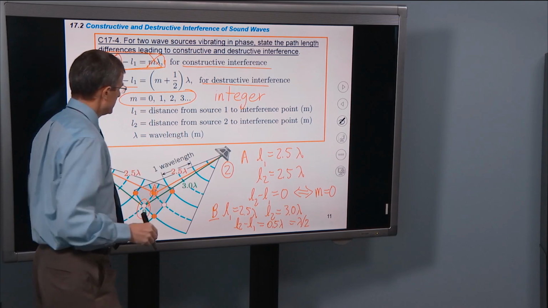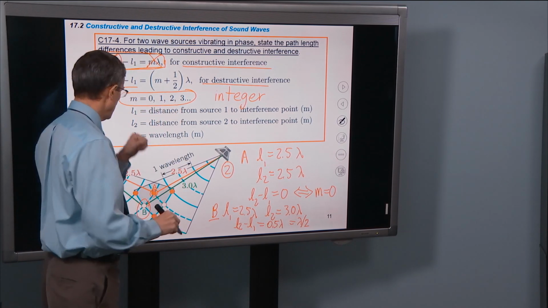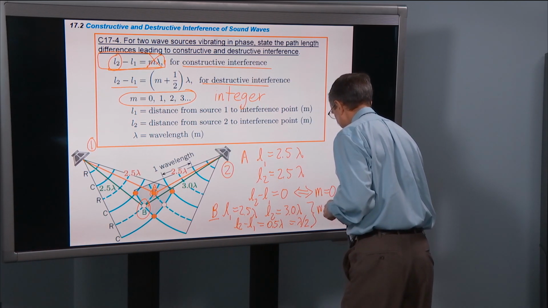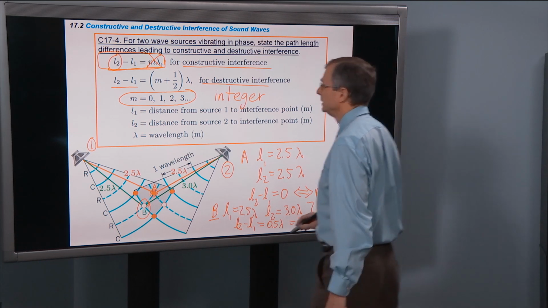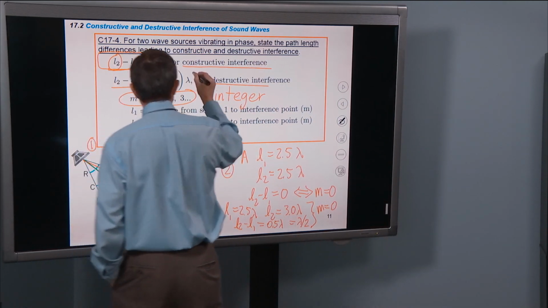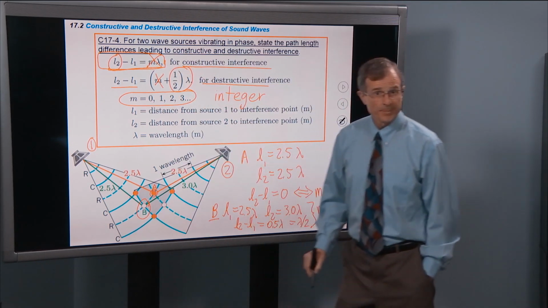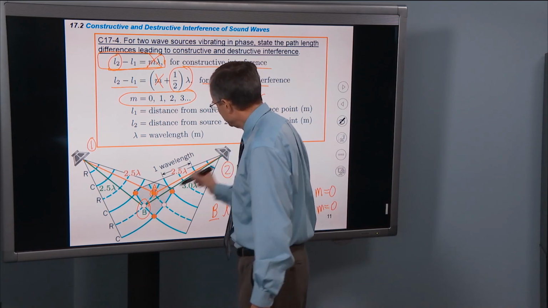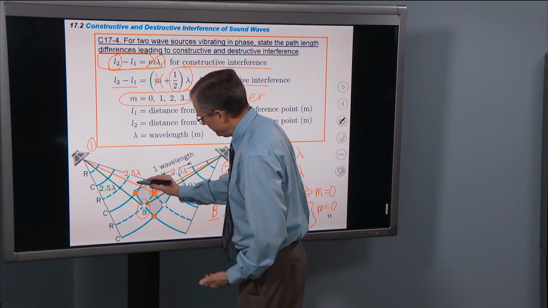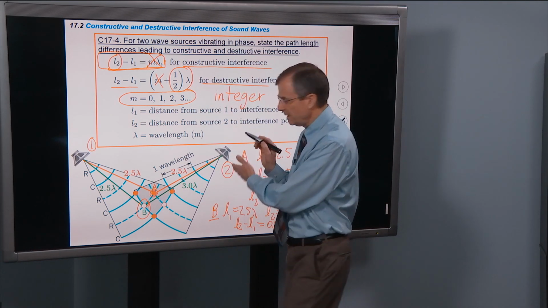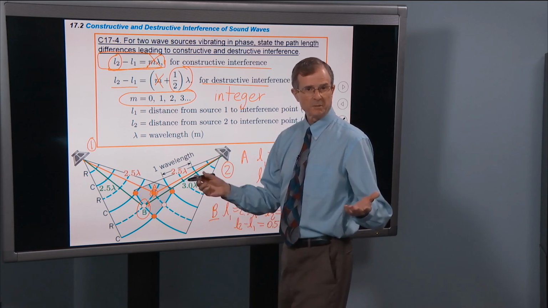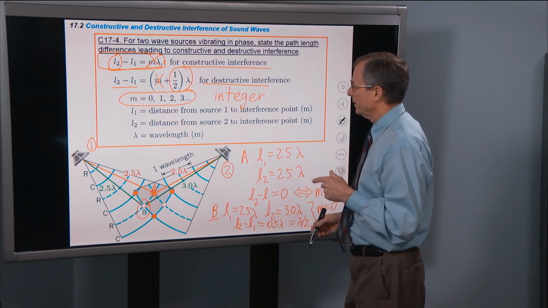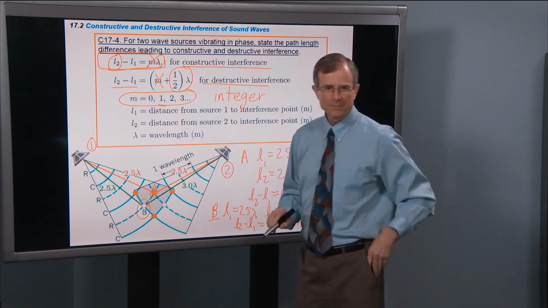L2 minus L1 is some half integer multiple of the wavelength. And in this case, for case B, m equals 0. So if m is equal to 0, we just get lambda divided by 2. And that gives destructive interference. And you said, well, I could have guessed that because the crest from the right speaker is meeting the trough from the left speaker. So that makes sense. The interesting thing is, though, that other values of m give you the same thing.